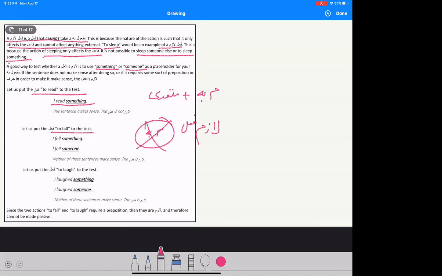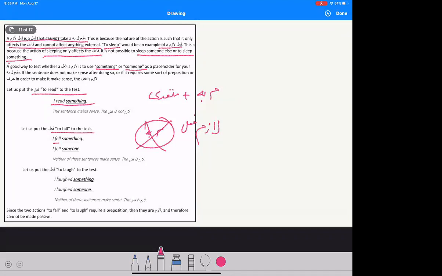You are not allowed to put any preposition. You cannot say I make something fell, or I make him fell. We are not allowed to do that. After the fail, right away you need to put something or someone, without any preposition.